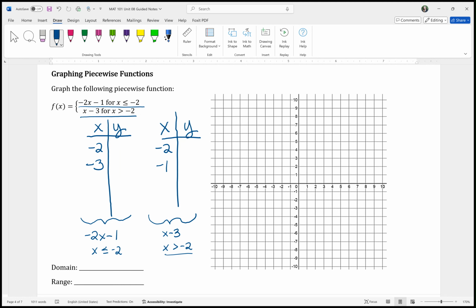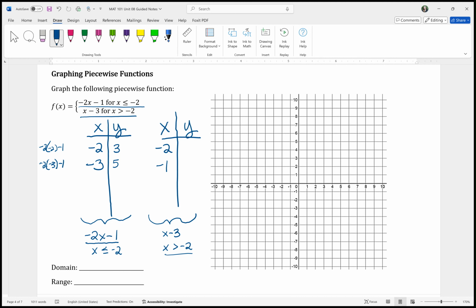All right, so let's plug these numbers in. We've got negative 2, and we're plugging it into negative 2x minus 1. So this would be negative 2 times negative 2 minus 1. That's going to be 4 minus 1, which is 3. And then let's plug in the negative 3. We've got negative 2 times negative 3 minus 1. That's going to be 6 minus 1, which is 5.